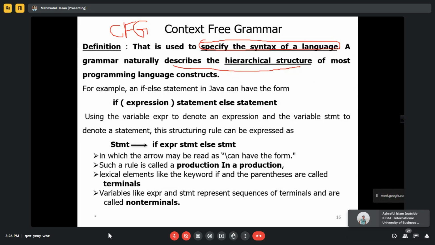So your programming language has some predefined rules and regulations. That means some grammar, and those grammar actually specify the syntax of that particular language, as well as it describes the hierarchical structure. So hierarchical structure means which operation will be performed first, then which one, and which one, like that. So what is context-free grammar?